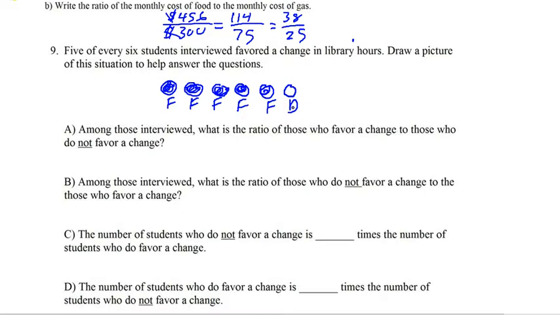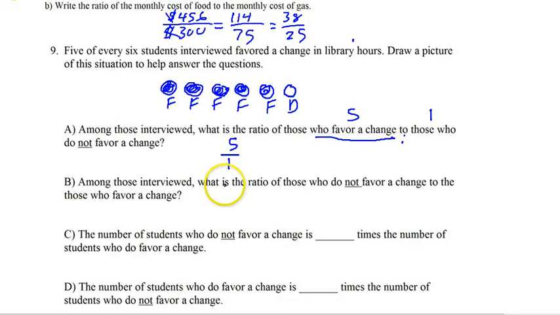This now gives us a ratio. So it says among those interviewed, what is the ratio of those who favor a change to those who do not favor a change? Well, how many favor a change? Those who favor a change, there are 5. To, that's our little ratio. Those who do not favor a change, 1. That's a 5 to 1 ratio. Do not write 5. This is not like a fraction. This is a ratio. They do have similar quantities, but they are not the same thing. So it's a 5 to 1.